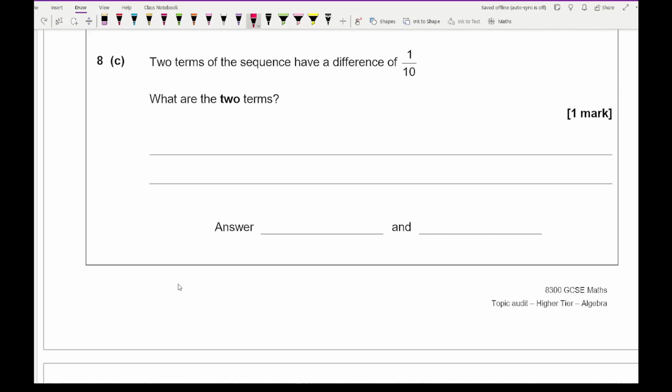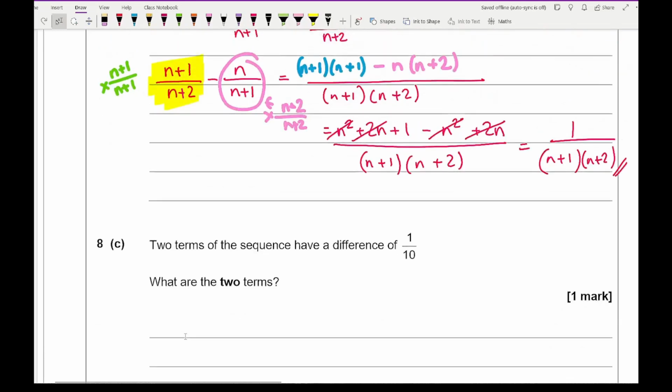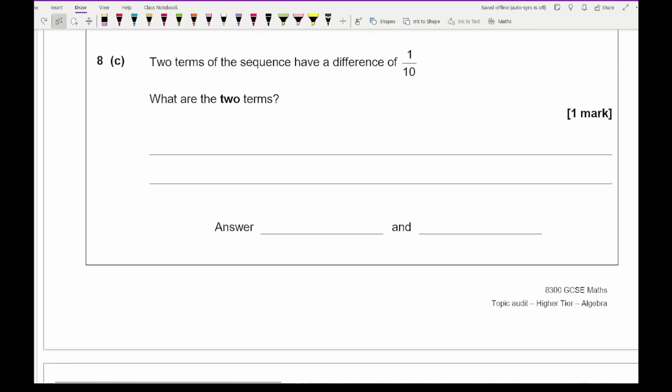So for this question, what I would do is pick one of the terms and then just add 1/10 to it and see if your answer has a difference of 1 between the numerator and the denominator. So pick a term, add 1 over 10, and then what you're looking for is a fraction where you have n over n plus 1.